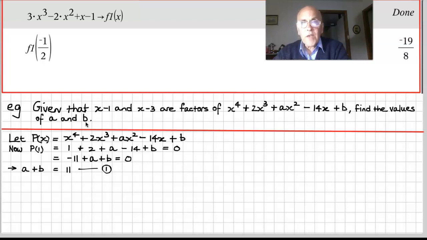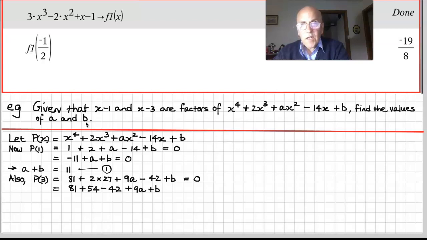Now we'll do the same thing for x equals 3. Plugging it in, you get all that stuff. And we equate that equal to 0, and we just clean it up and get an equation in a and b. Goodness gracious, it's a bit of a mess, isn't it? So it all comes down to 9a plus b equals minus 93.